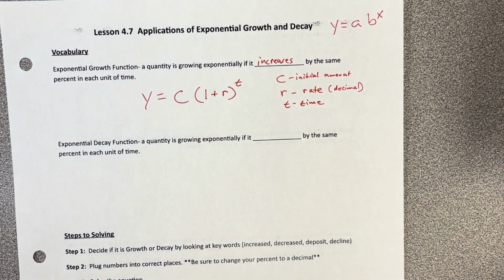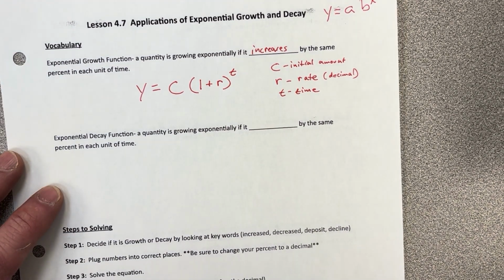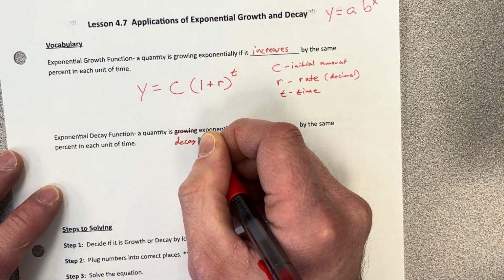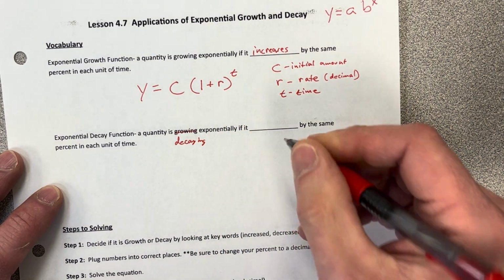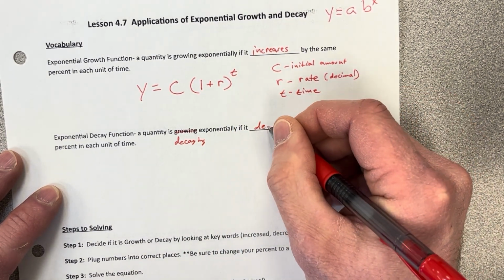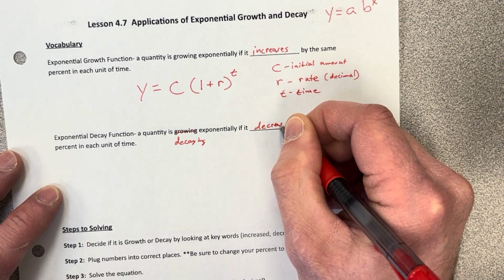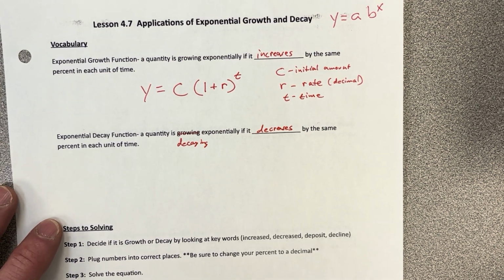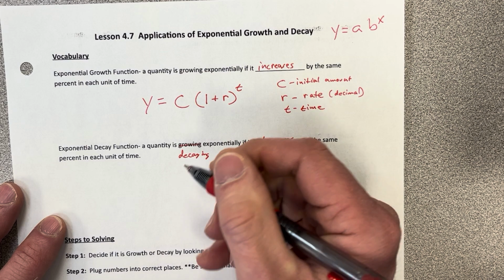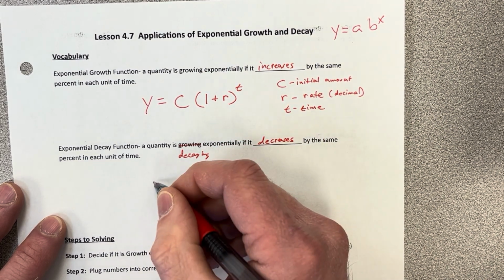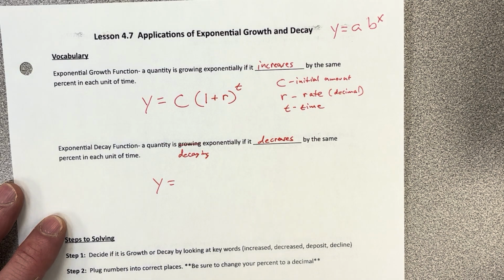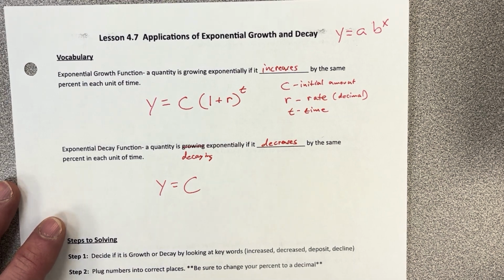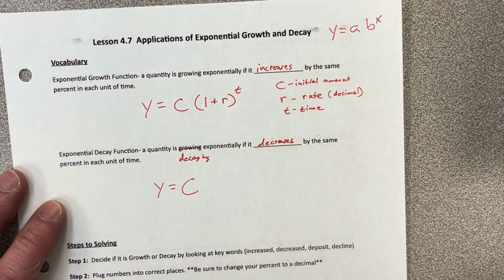If it's a decay function, it's a quantity that is decaying exponentially. We should say it's decaying exponentially if it decreases by the same percent in each unit of time. And it just changes this a little bit because instead of being cut in half or a third or fourth, you may be decreasing by a little bit. Maybe you're on a dietary plan, and you're losing a little bit of weight.